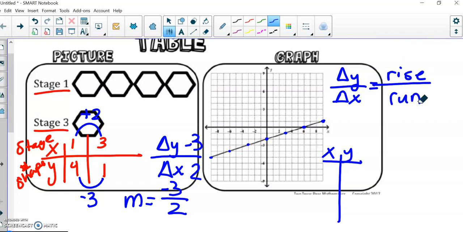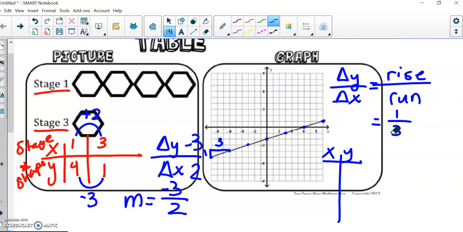Rise represents the change in Y, and run represents the change in X. When I rise, I'm going up how many, and when I run, how many am I going over? Notice that this looks very similar to what we did with Pythagorean theorem. We're making these right triangles to determine how far up and how far over we're going to change from one point to the next. So in this example, we're changing a rise of 1 and a run of 3.